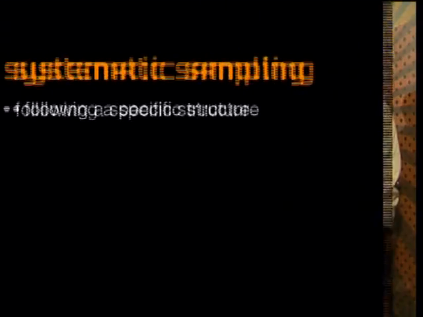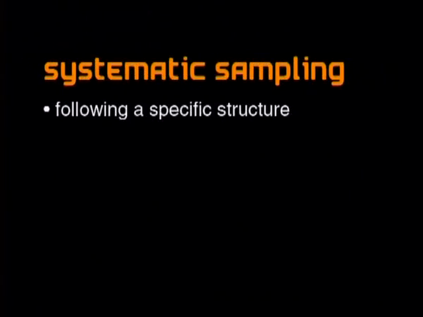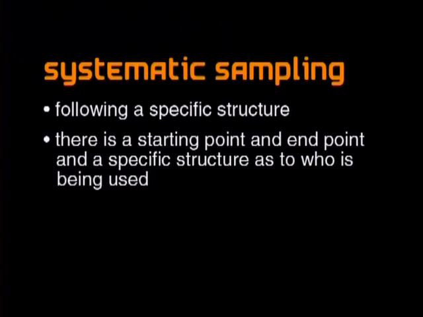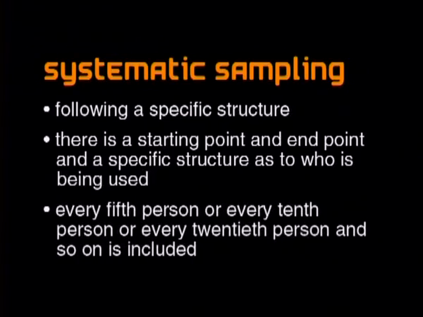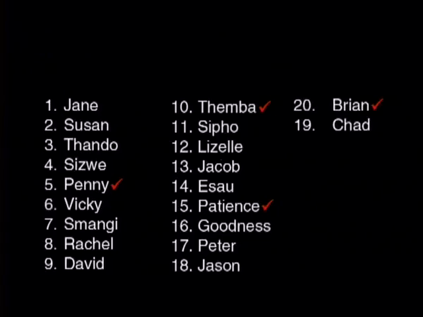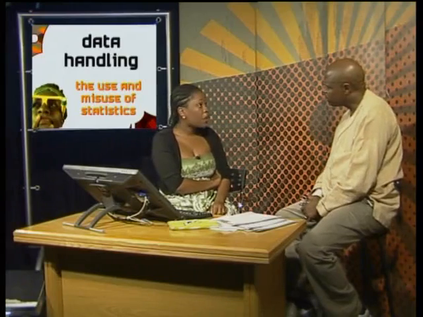Exactly. The next method of sampling is called systematic sampling. Now, this method of sampling involves following a specific structure. There's a starting point and an end point, as well as a specific structure as to who is being included in the sample. An example of this is if you select every 5th person, or every 10th person, or 20th. I guess that makes sense, and that would also make sure that the waiters wouldn't be able to affect the results. It would also ensure that the sample covers the whole population quite evenly.